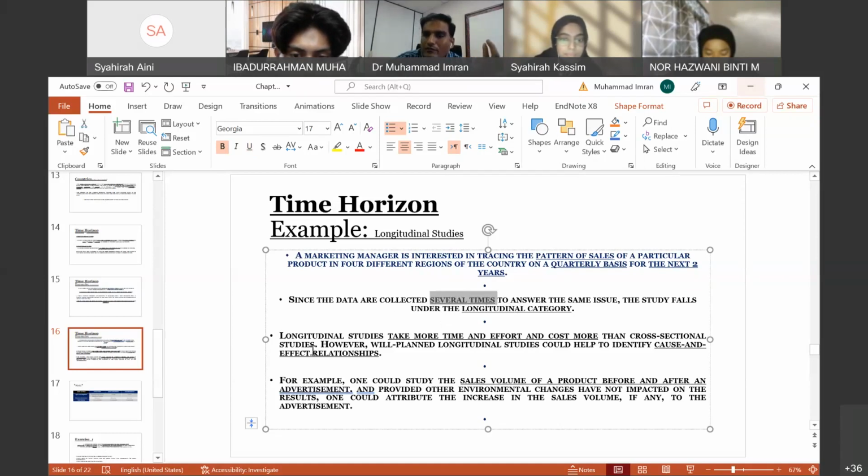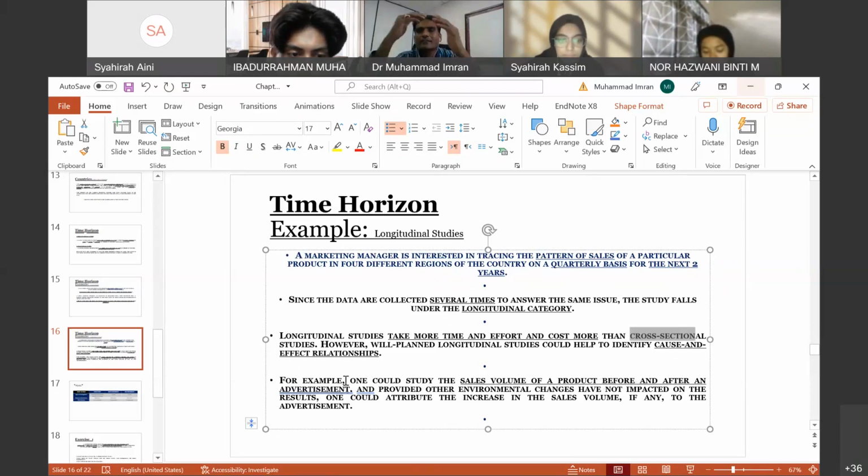One more point: a longitudinal study takes more time, effort and cost than cross-sectional. Obviously, in cross-sectional, we just collect data 1 time, but in longitudinal, more than 1 time. However, a well-planned longitudinal study could help to identify cause and effect relationships. For example, one could study the sales volume of a product before and after an advertisement.